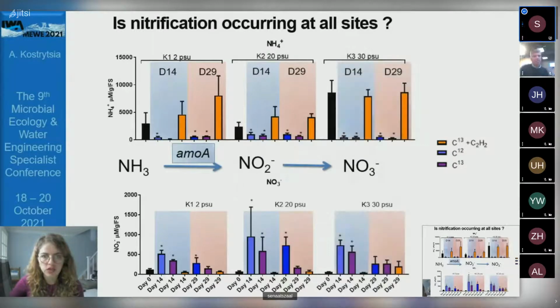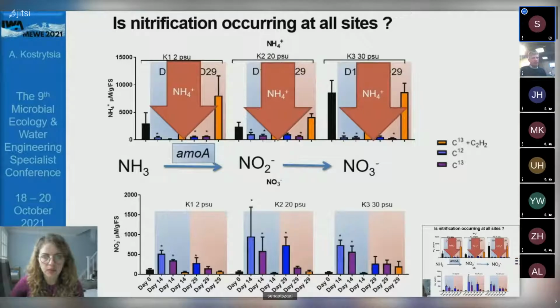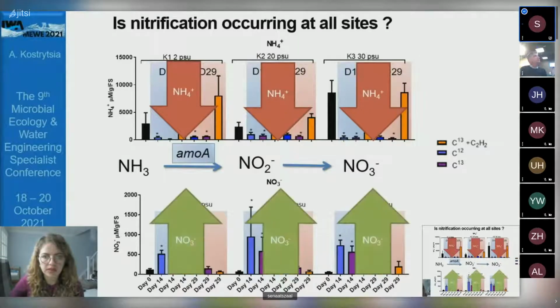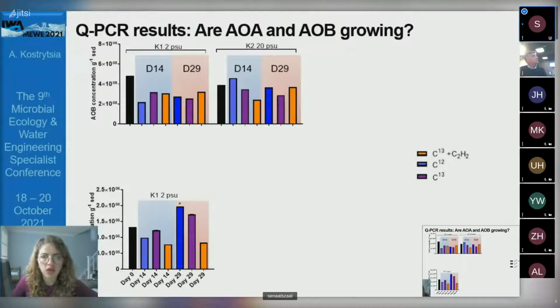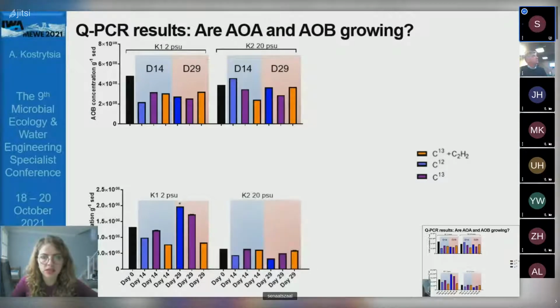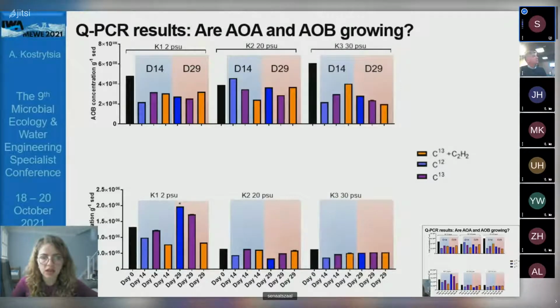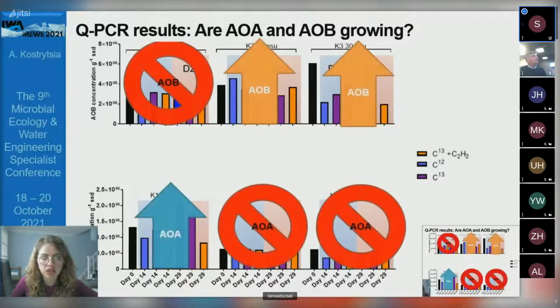We saw that ammonia was consumed in each of the sites while nitrate was produced. So yes, nitrification occurred. We wanted to see if AOA and AOB were growing over time in each of the incubations, and we saw that the gene concentration of the AOA amoA gene was higher in the first site with a lower salinity, while the AOB amoA gene was higher at the K1, AK2 sites.